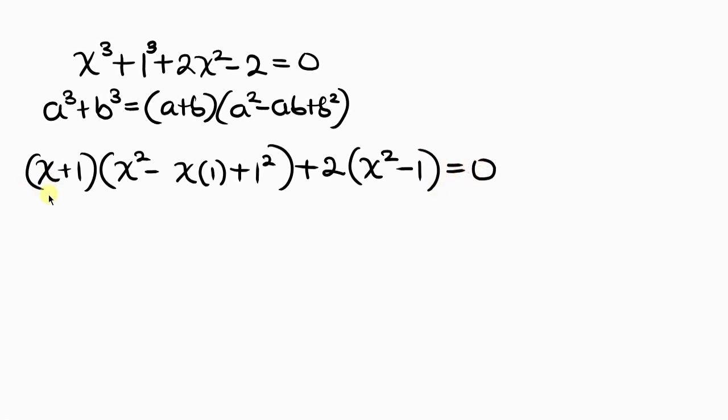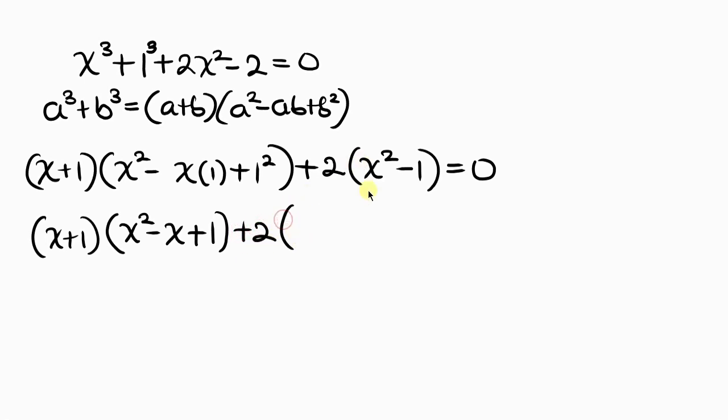Now simplifying, we have x plus 1 times x squared minus x times 1 is x, plus 1 squared is 1, plus 2, open bracket. Now notice that this 1 can be written as 1 squared. It is still the same thing. So this is x squared minus 1 squared. Very good. And this is equal to 0.